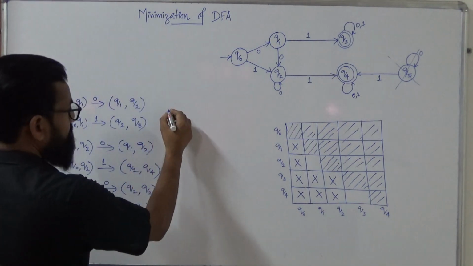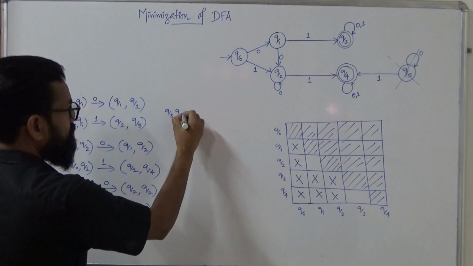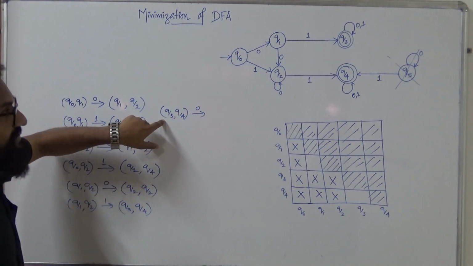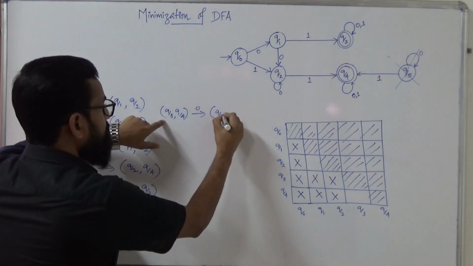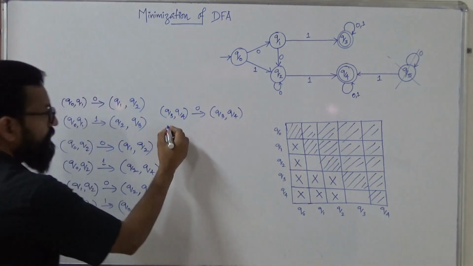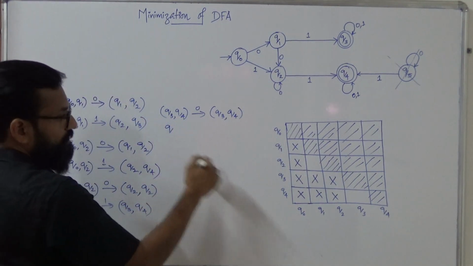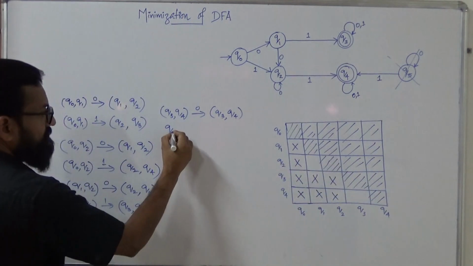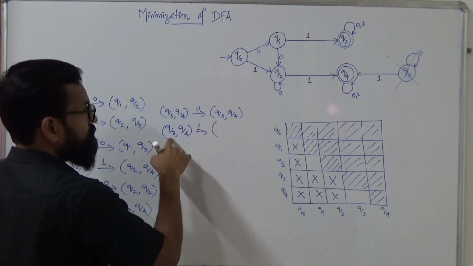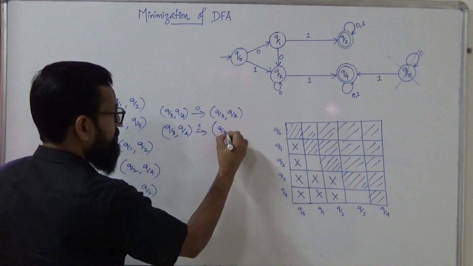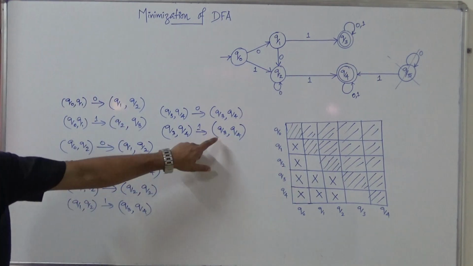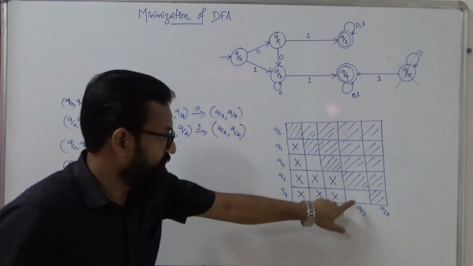Now you can consider the pair Q3 Q4. Apply input 0. So Q3 0 is Q3 and Q4 0 is Q4. Now Q3 Q4 is not marked. Q3 Q4 1. So Q3 1 is Q3 and Q4 1 is Q4. So here Q3 Q4 is not marked.